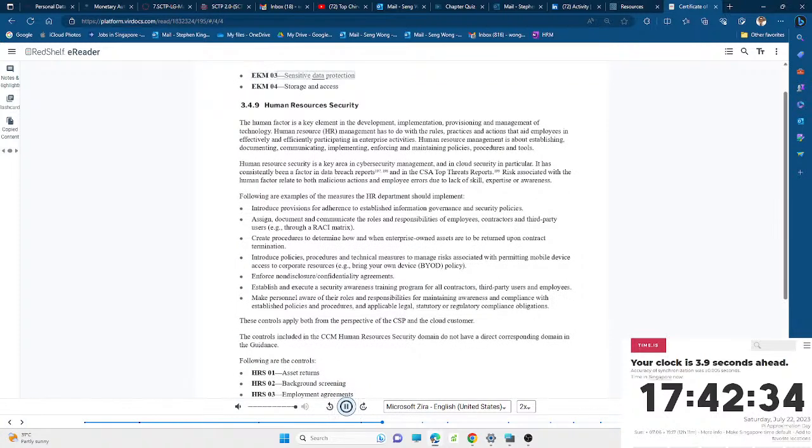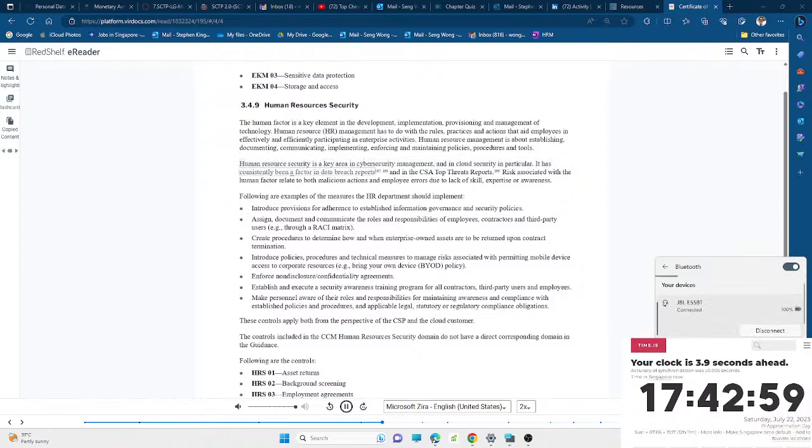EKM03 Sensitive Data Protection, EKM04 Storage and Access. 3.4.9 Human Resources Security. The human factor is a key element in the development, implementation, provisioning and management of technology. Human resource, HR, management has to do with the rules, practices, and actions that aid employees in effectively and efficiently participating in enterprise activities. Human resource management is about establishing, documenting, communicating, implementing, enforcing and maintaining policies, procedures, and tools. Human resource security is a key area in cybersecurity management, and in cloud security in particular.